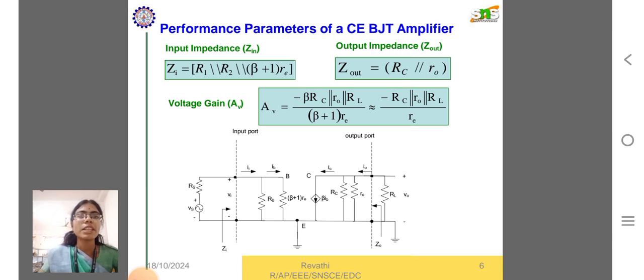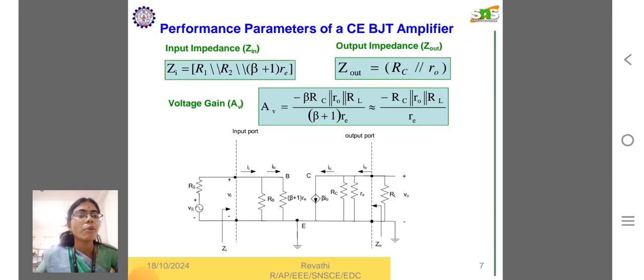The performance parameters of a CE BJT amplifier are given below. The input impedance is denoted as Zin and the output impedance is Zout, where Zin is R1 parallel to R2 parallel to beta plus 1 times RE, and Zout is RC parallel to RO. The performance parameters of a CE BJT amplifier are given in the circuit, where the base, collector and emitter points divide the circuit from the diode, and then into the resistor side, beta plus 1 RE side and RA side.